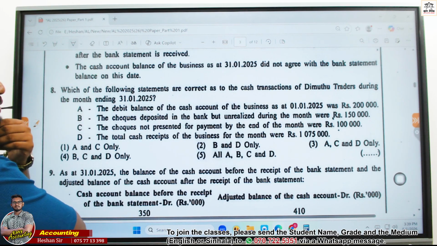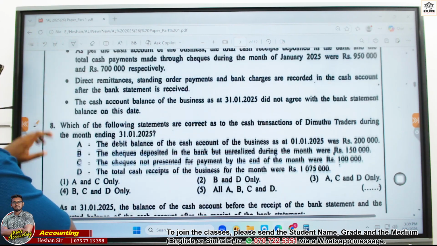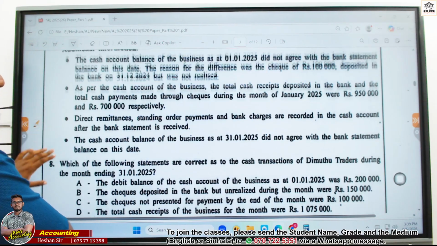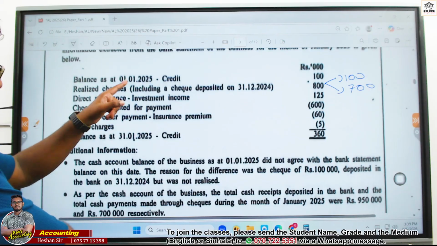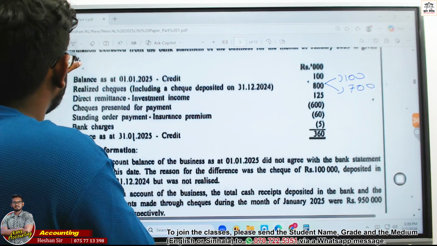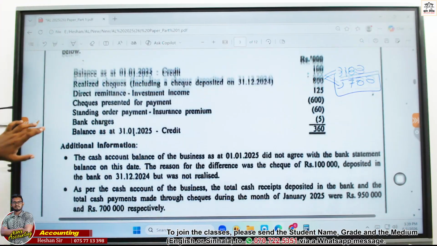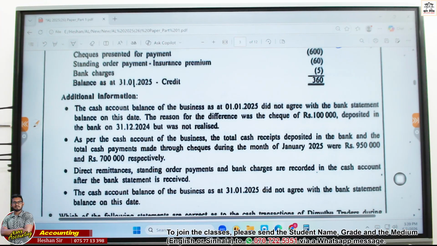Unrealized during the month was 150. Let's see. Realized this month is 150. Sorry, for this month, it has been realized. The ones from this month that were realized are 700.